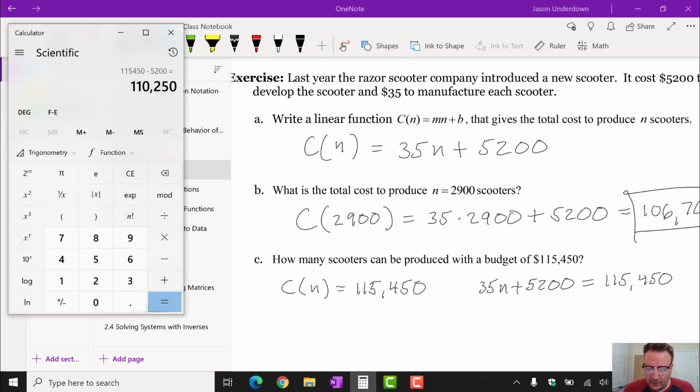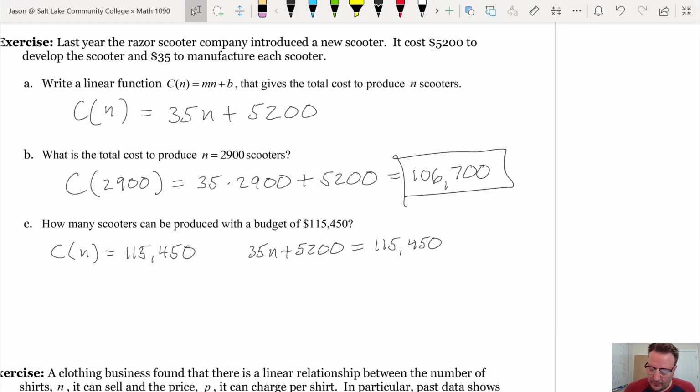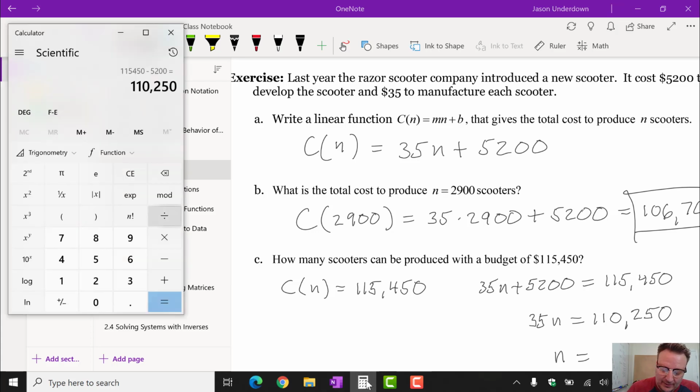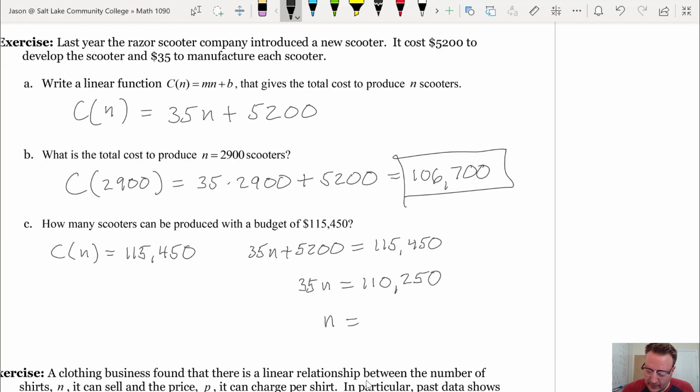Okay, 110,250. So we get 35n equals 110,250. So I want to divide both sides of the equation by 35. Let's pull that calculator back and take that result and divide it by 35. I get 3,150. So n equals 3,150.